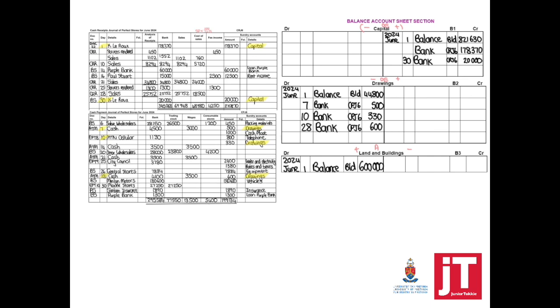Land and buildings, there were no land and buildings purchased. This means we're going to close these accounts. There's nothing on the debit side, so we just total the credit side. With drawings, there's nothing on the credit side, so we just draw a line so that we can total the drawings, and land and buildings remains exactly the same.